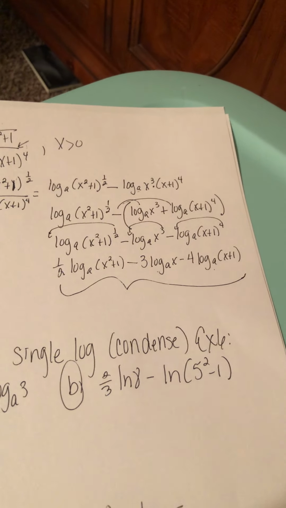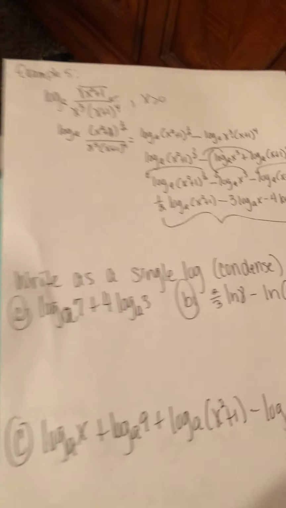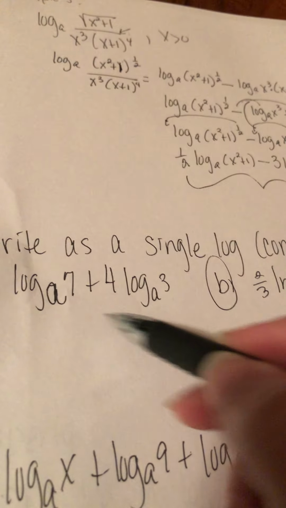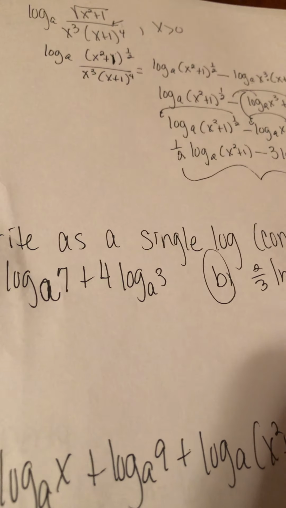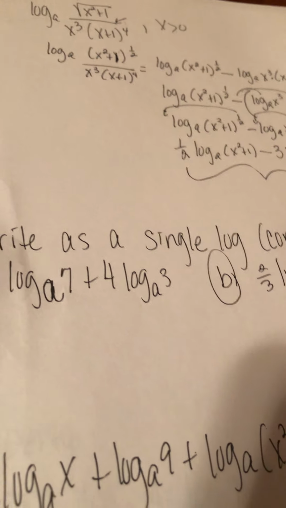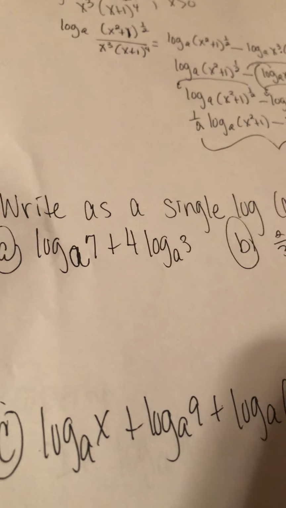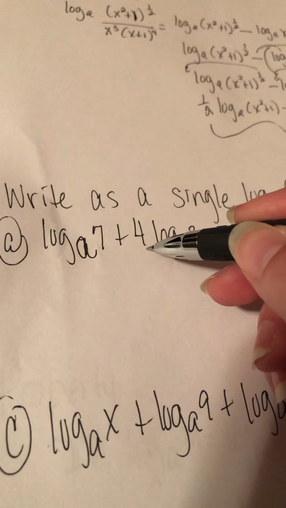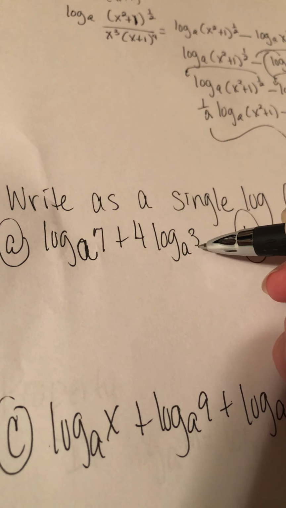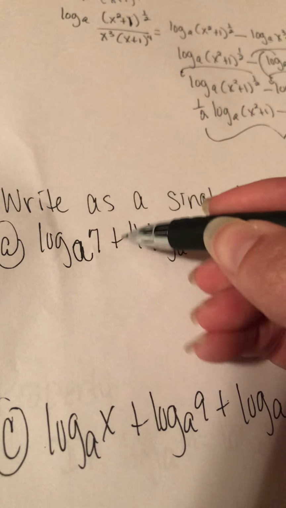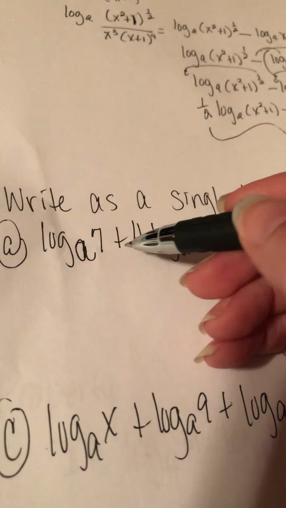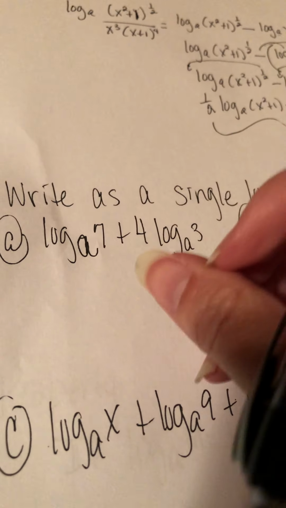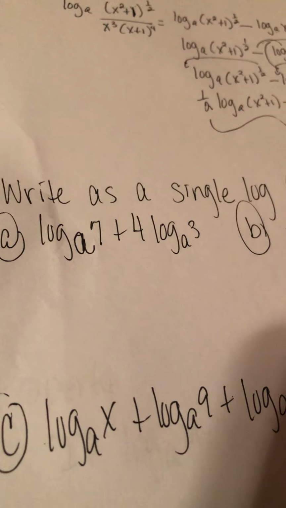Okay? All right, now let's go the other way. Now let's look at some expanded form problems and let's condense them into one single logarithm. So here we have log base A of 7 plus 4 times log base A of 3. Now this is expanded because I've got addition, no exponents. And now I'm going to condense it to one logarithm, and I'm going to use exponents now.